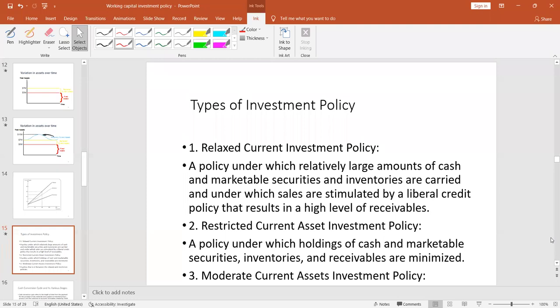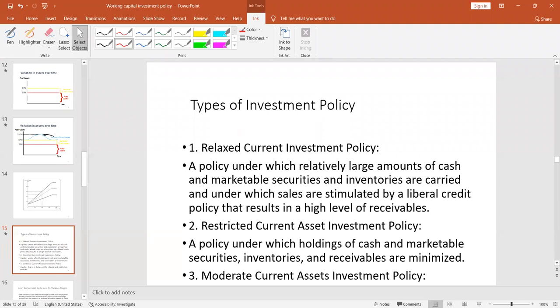What kind of policy is it? You have large amounts of cash, marketable securities and inventories in your organization. So whenever you need cash, you have available cash. This is called relaxed. Another one is called restricted current asset investment policy.